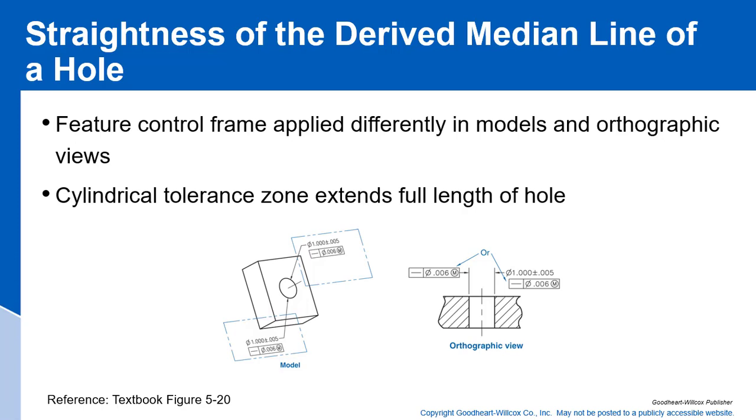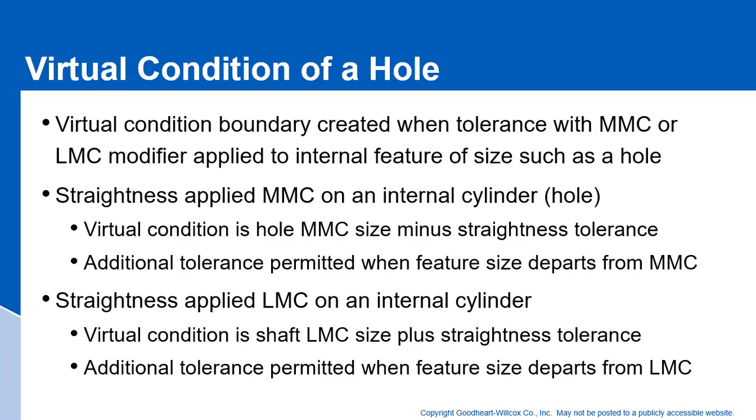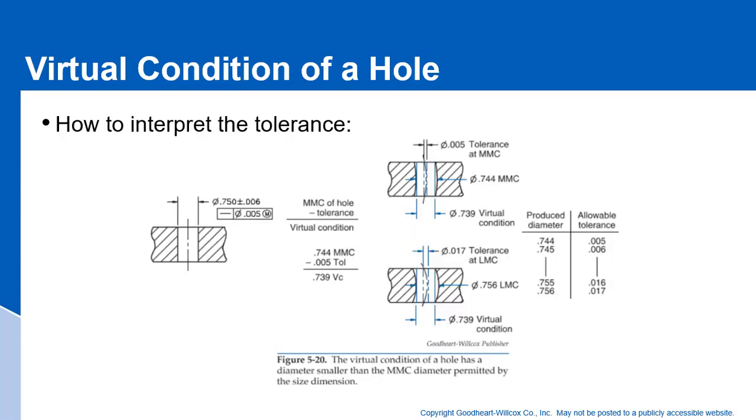So what does the virtual condition of a hole mean? The virtual condition boundary is created when the tolerance with MMC or LMC is applied to an internal feature such as a hole. With straightness applied at MMC on an internal cylinder, you get a virtual condition, and that's going to be the hole MMC minus the straightness tolerance. And then again, the bonus tolerance, additional tolerance, will be permitted when the feature size departs from MMC. So let's talk about the MMC there.